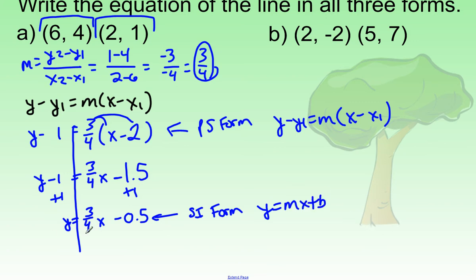So this is the slope, this is the intercept. Actually, from this form, I can tell you right now exactly what this graph looks like. This graph crosses the y-axis, the intercept, at negative 0.5. So right there. It has a slope of 3/4, so I'd go up 3 over 4. Up 3 over 4.